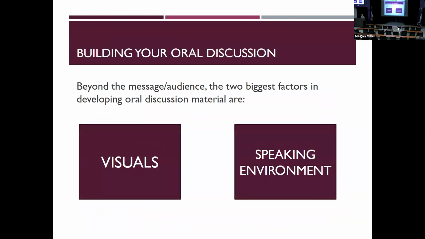Okay, so building off of some of these common elements of presentations, we're going to think about a couple of other things. Beyond the message that you're trying to communicate, beyond the audience that you're trying to speak to, the other two really big factors in your planning should be thinking about what the visuals, if you are going to include them, should look like, as well as thinking about the speaking environment. These two things play a huge role in how you plan what you're going to talk about and what the oral discussion of your presentation will sound like and include. So I'm going to talk about a few things related to that.